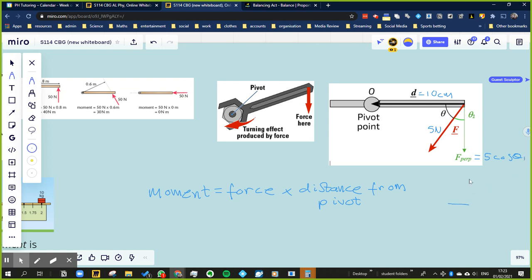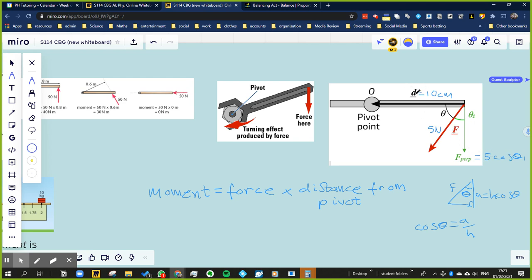Okay, briefly, just to explain how I got to that point. I just need to draw a triangle. So this is the force. This is the angle. That's a right angle there. And this would be my adjacent, and that's my hypotenuse. The adjacent is equal to the hypotenuse multiplied by cos theta, because cos theta is equal to adjacent over hypotenuse. So the perpendicular component of this force is 5 cos theta in this case.